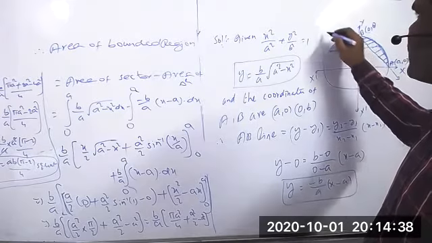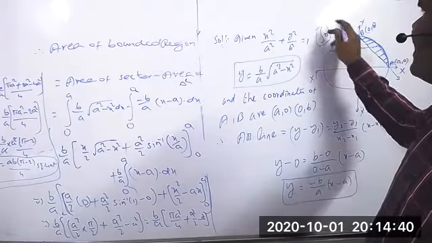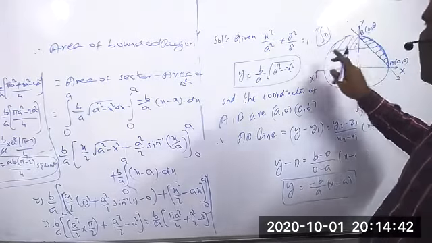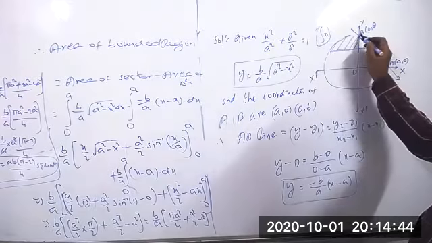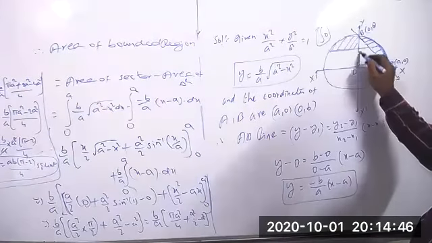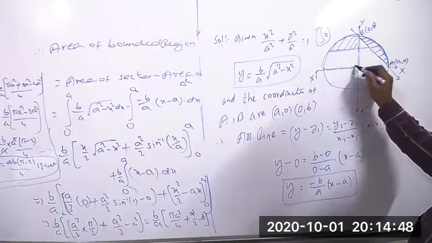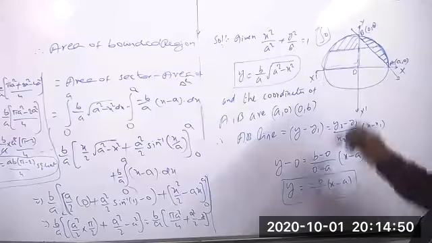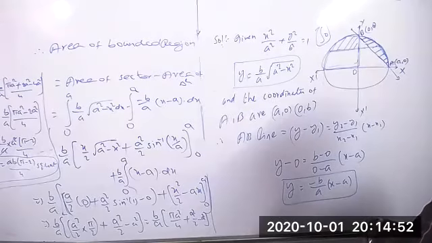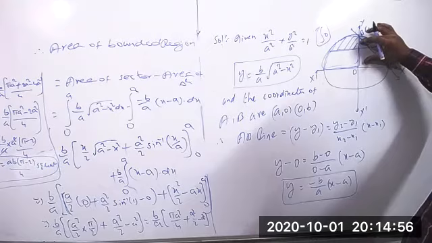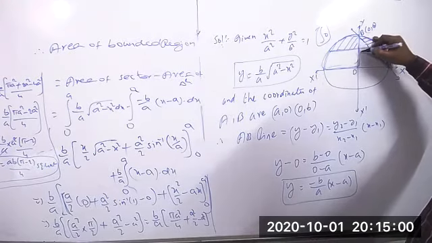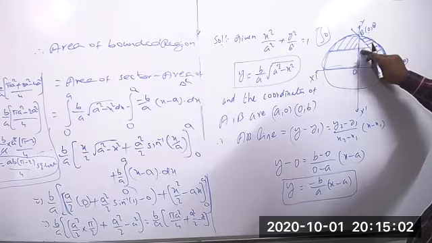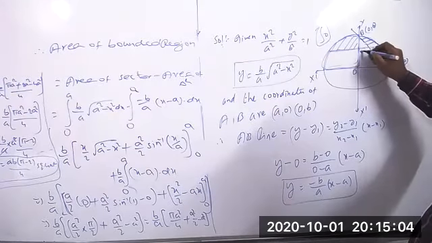Direct integration of 0 equals 0 only. But in this case, what do you have to find? First, we have to take this entire area: area of the sector minus area of this part. So how will we integrate? What will be the limits? Here y equal to 0, and this point x equal to 0.